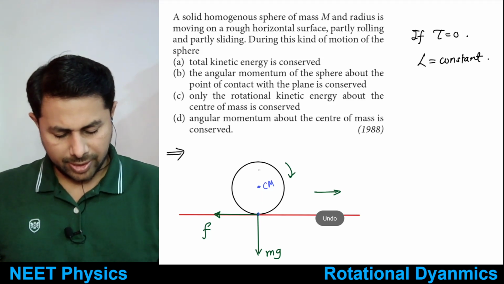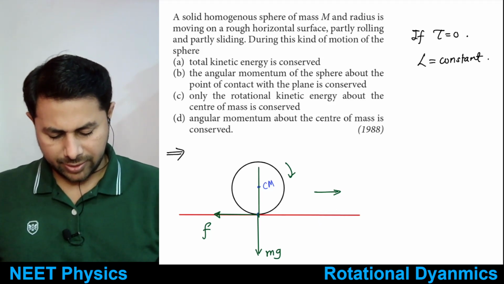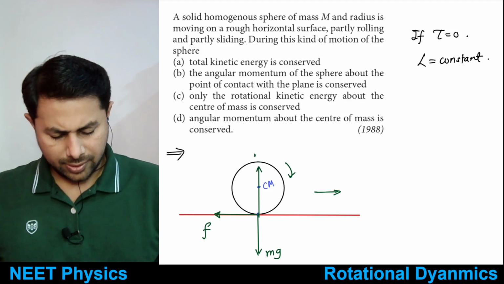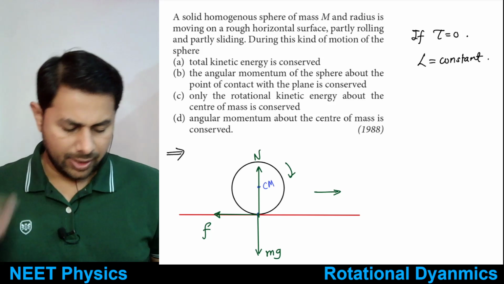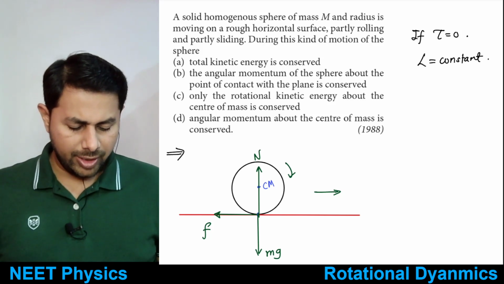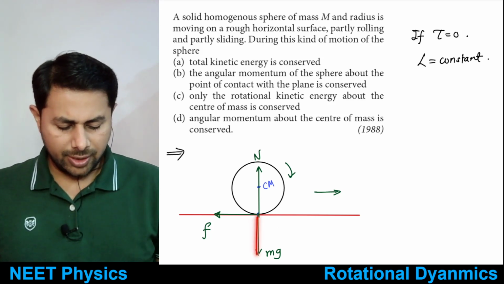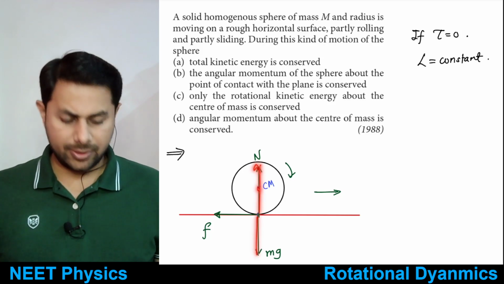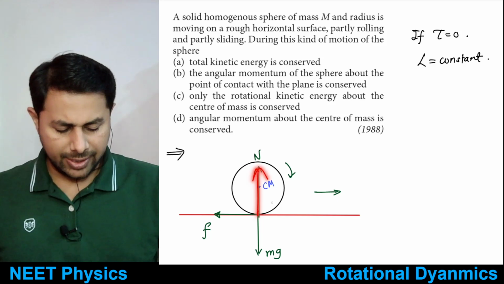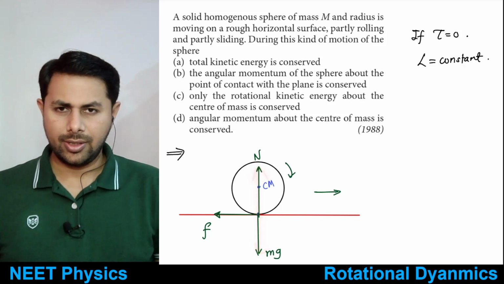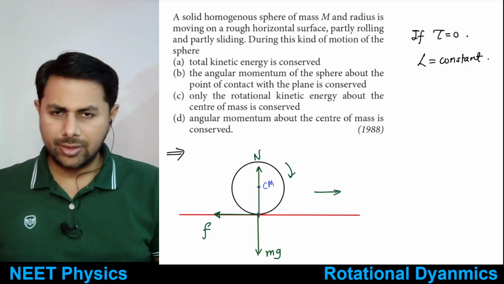So this is the normal reaction, which acts upwards, right? So these are the three forces. Now see, what would be the torque due to these forces about the center of mass? You can see that the normal reaction and the gravitational force are passing through the center of mass.